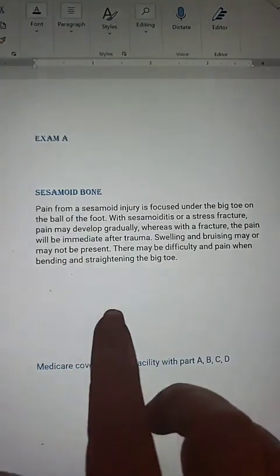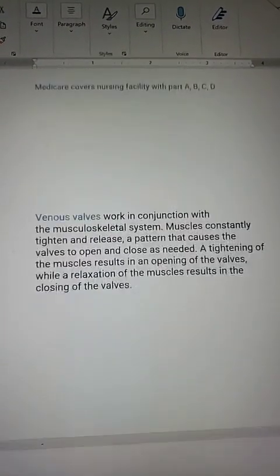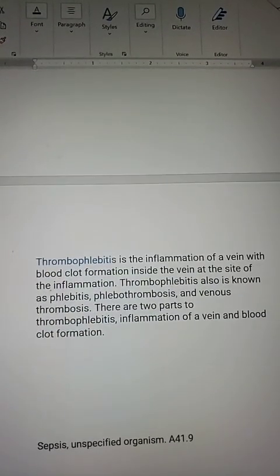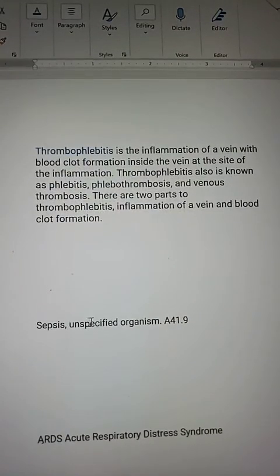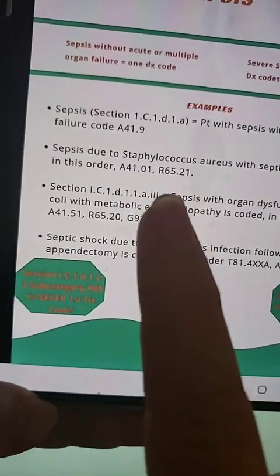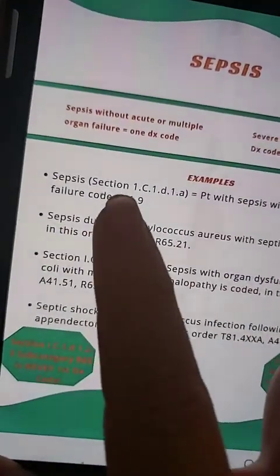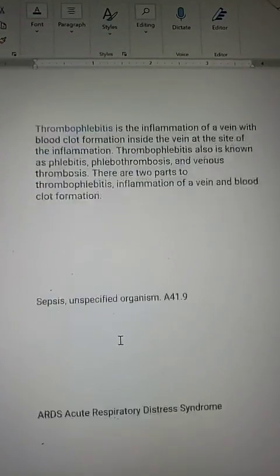So we went through the sigmoid bone. We went through what Medicare covers in each section, the venous valve, the thrombo, whatever it is, the inflammation of the veins. I'm not going to attempt some of these words. Sepsis, we've got our different versions of sepsis. You can either code with 1 code, 2 code, 3 code, or 4. I suggest writing these examples down in the A section of your ICD10 book.